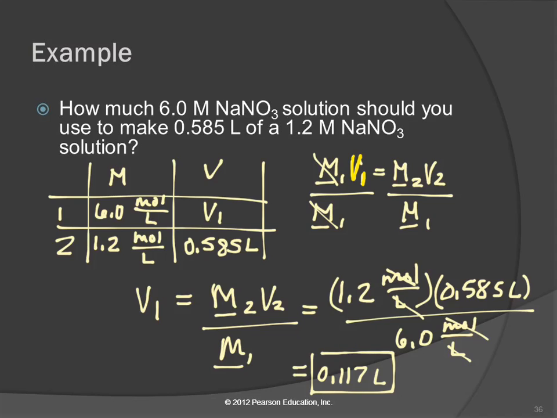Is that a reasonable number? It has to be less than the volume of the diluted solution, right? And it is, so it's probably reasonable. Any questions? So that one we solved for V1. You might have to solve for M2. It's all the same idea.